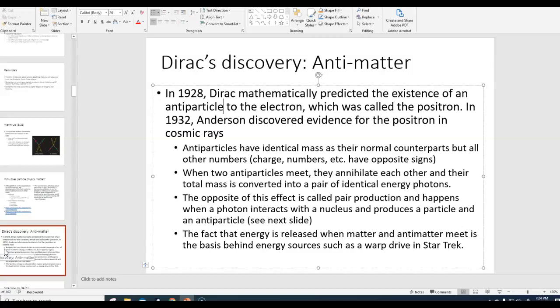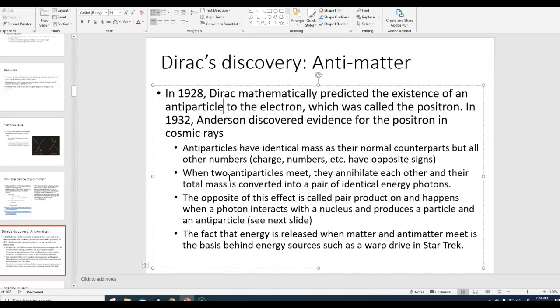So Dirac mathematically predicted this without any experimental evidence in 1928, and a few years later, this other physicist named Anderson discovered evidence for the positron in cosmic rays. And down here I basically talk about antiparticles.